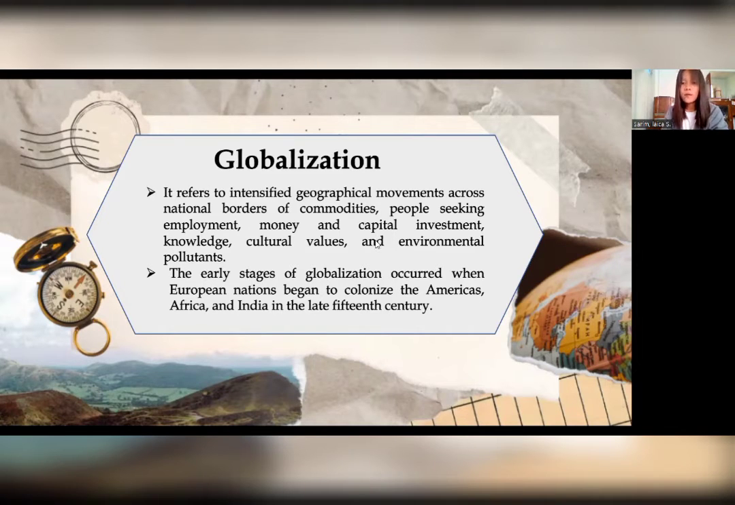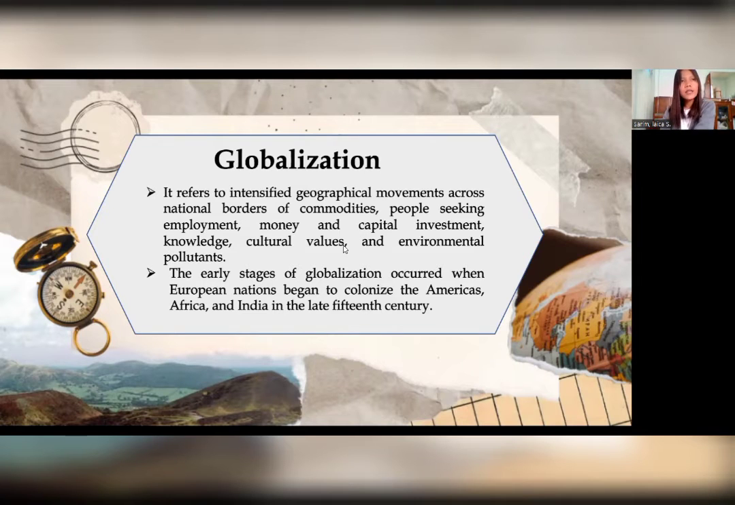The early stages of globalization occurred when European nations began to colonize the Americas, Africa, and India in the late 15th century. The colonizers followed a policy called Manifest Destiny, in which they considered their culture as superior, while the cultures of the colonized countries were considered inferior. Of course, the cultures of the strong ones should be considered superior.